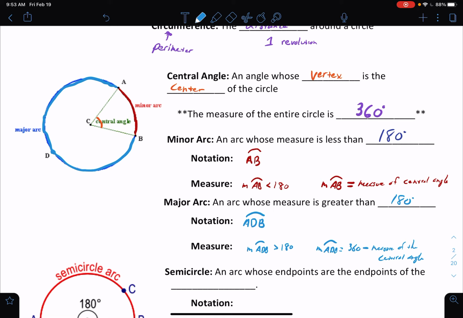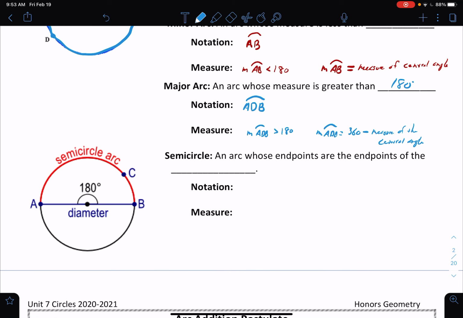Okay? The last kind of angle and arc we need to talk about is a semicircle. A semicircle is an arc whose endpoints are the endpoints of the diameter. So like here, it starts at A, goes through C, and ends at B. A and B are the endpoints of the diameter. The notation of this, I'm going to use 3 letters again: A, C, B. And the measure of this arc, the measure of ACB, is 180 degrees. It cuts the circle in half, so it's going to be 180 degrees.